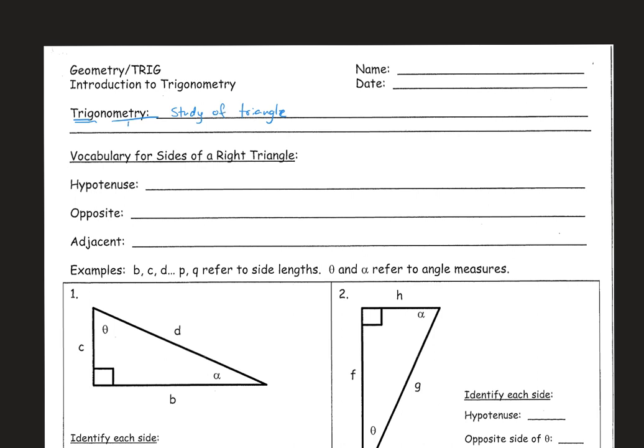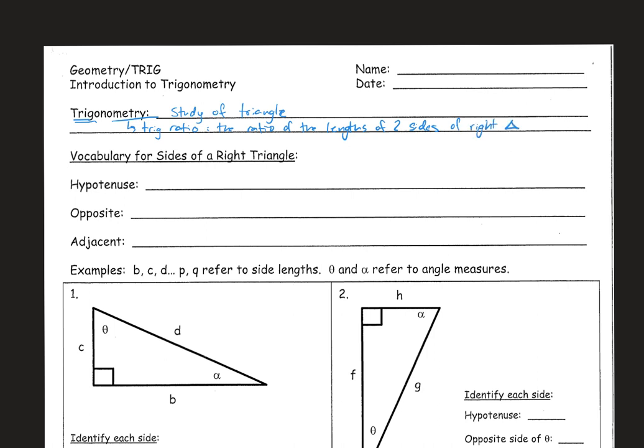Now, other vocab words to be aware of is something called a trig ratio. A trig ratio is the ratio of the lengths of two sides of a right triangle.